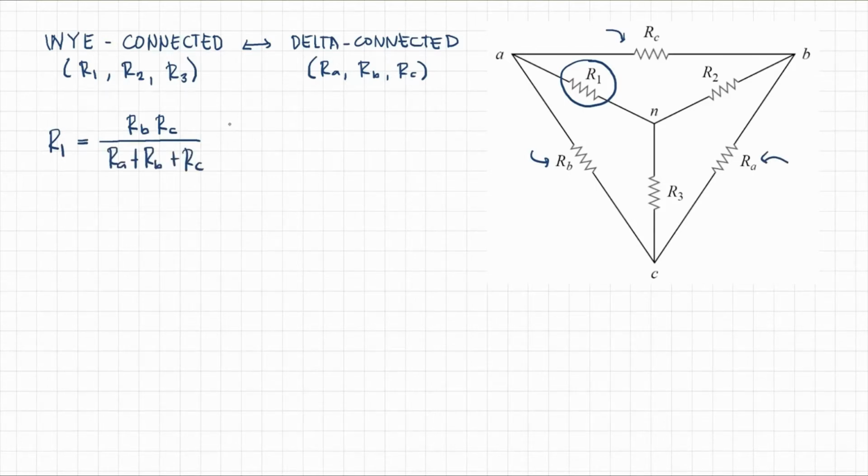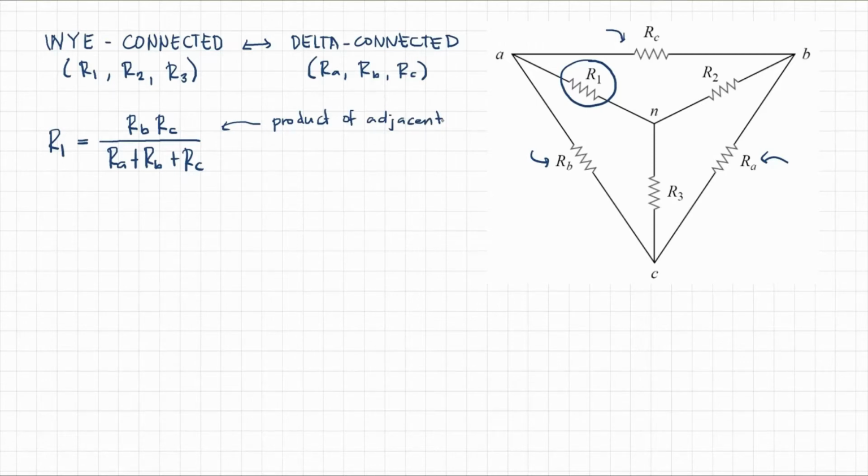So when we have the values of RA, RB, and RC, we can calculate the equivalent R1 by just using this formula. Again, the numerator should be the product of the adjacent resistances to the one we're looking for.